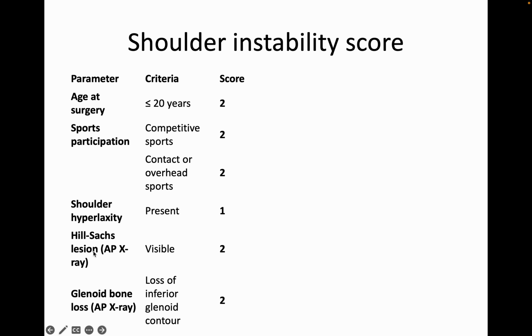If the Hill-Sachs lesion is available on AP view, mind you, it is not a CT-based investigation, it is a true AP view X-ray investigation. If the Hill-Sachs lesion is visible on AP view, we give 2 marks, and the glenoid loss is visible again only on AP view. We don't require MRI or CT scan if the glenoid bone loss is such that it is visible on the X-ray, the Hill-Sachs and the glenoid. We give them 2 points.